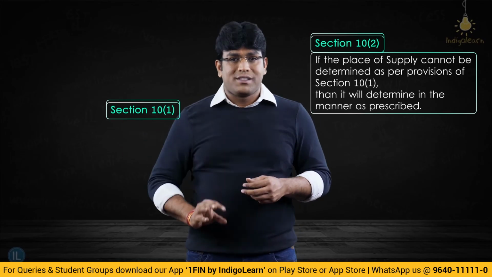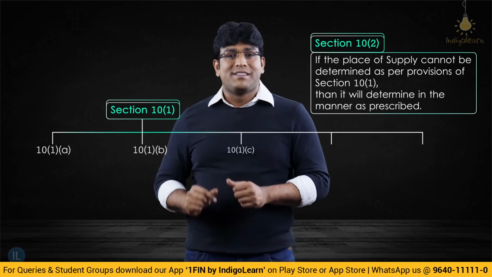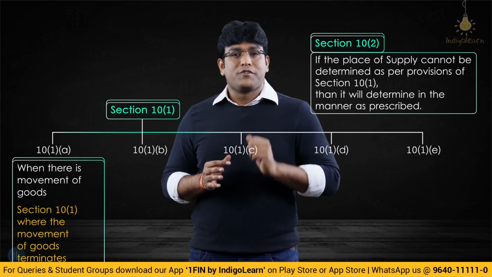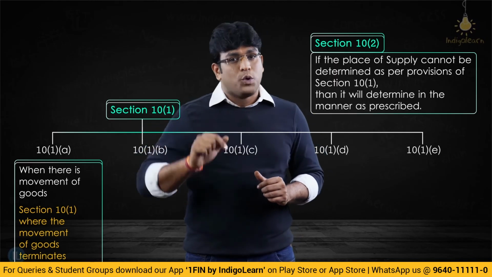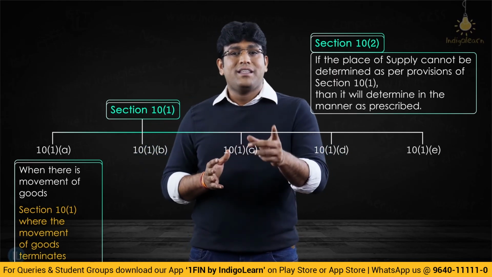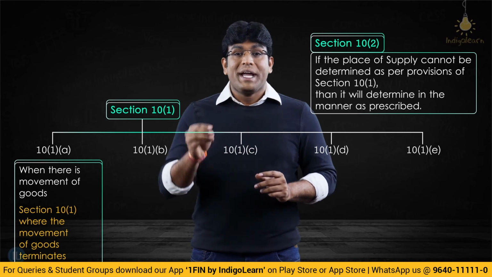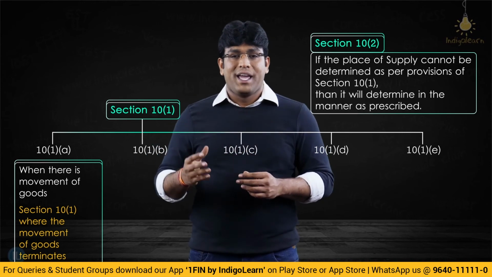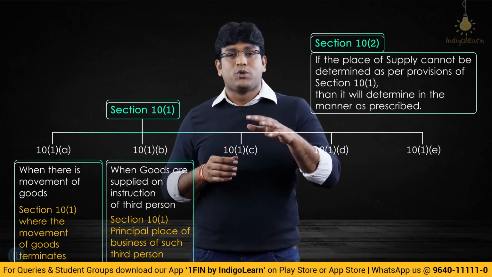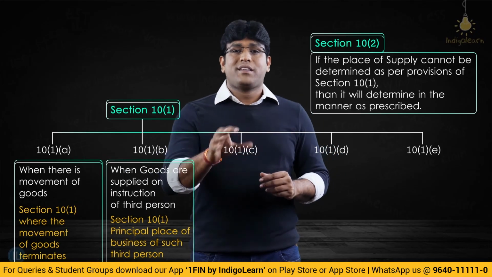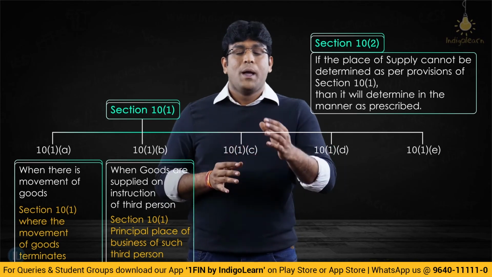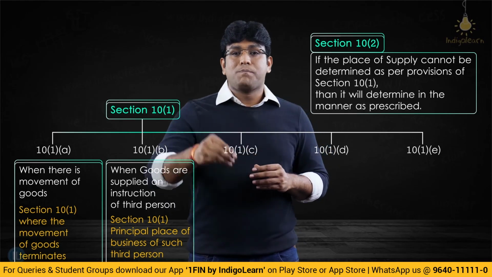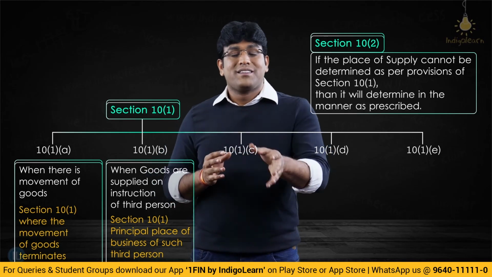In 10.1, we have 5 clauses: 10.1a, 10.1b, 10.1c, 10.1d and 10.1e. 10.1a talks about place of supply where there is movement of goods, where the place of supply will be the place where movement of goods terminates for delivery to the recipient. 10.1b applies when goods are supplied by the supplier to the recipient on the instructions of a third person. Technically we call it the bill to ship to model.